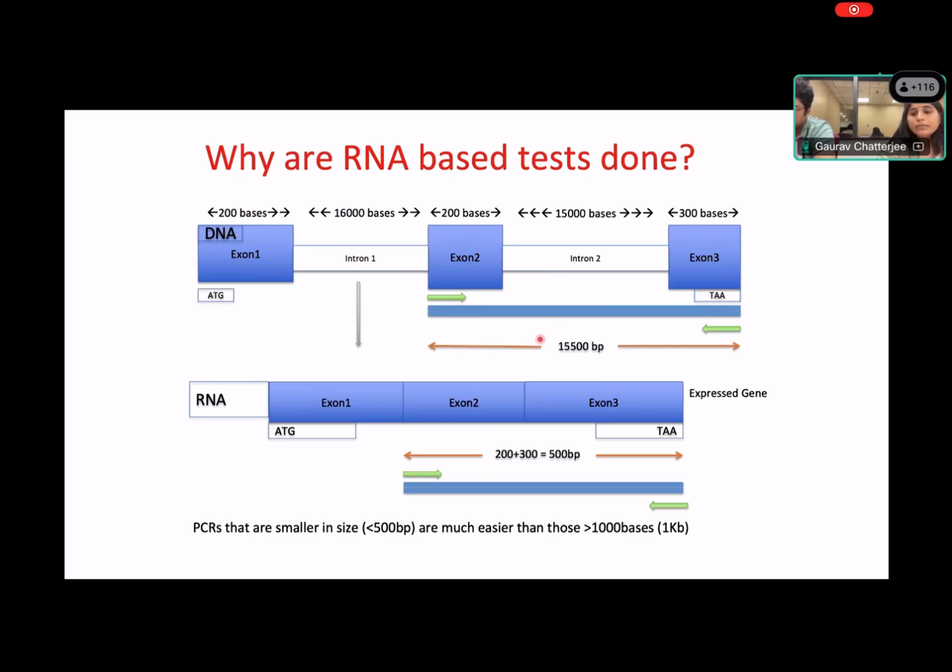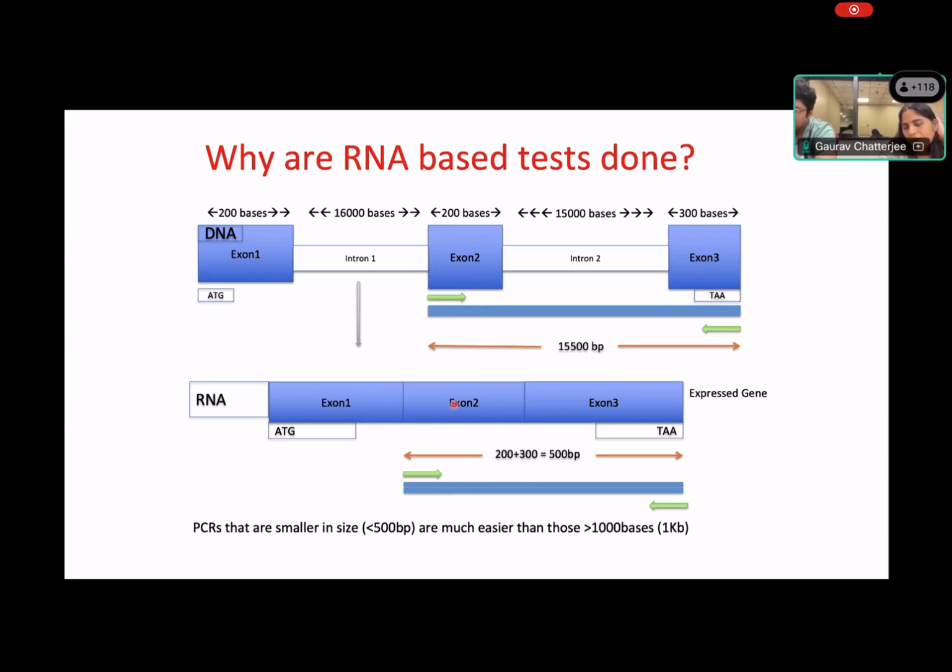If I wish to amplify this area, I just want to amplify the coding area, I just want to know if this is getting amplified or not. But if I do it at the DNA level, I will get a product of 15,500 base pair. Just now I showed you a gel picture where I had used a DNA ladder up to 1000 base pair. For 15,500 base pair, the gel handling will be very tough. It is very tedious to do such kind of PCR where you are getting such big products.